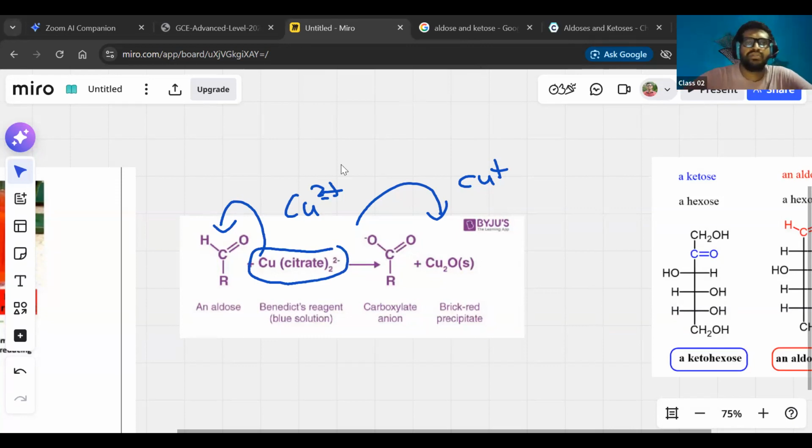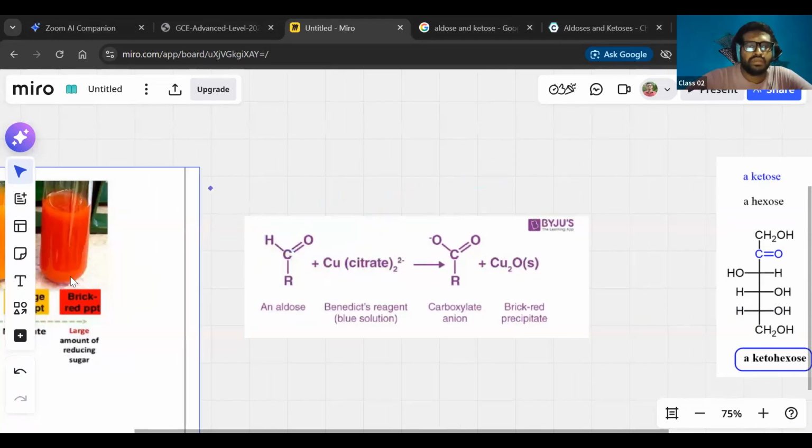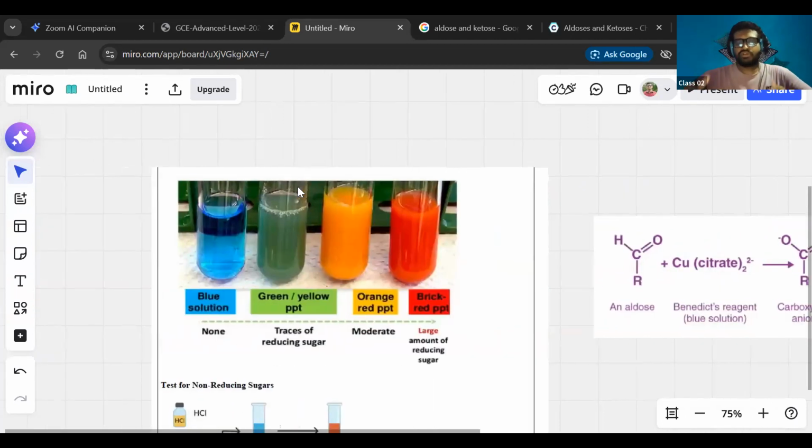So let's look at how this reducing sugar reaction happens. As you can see here, there's a blue solution which turns into a green precipitate, then an orange precipitate, and finally a brick red precipitate. This reaction is the one which is ideal for a reducing sugar test.